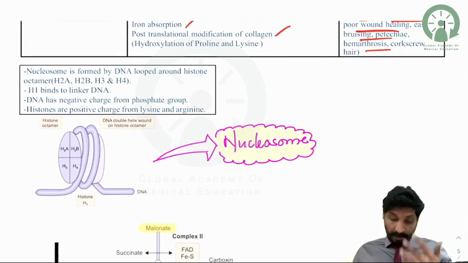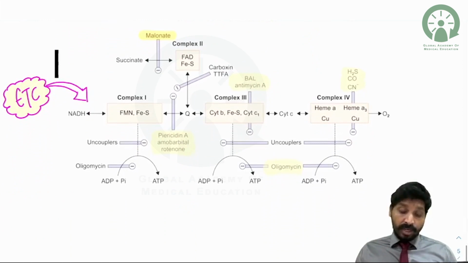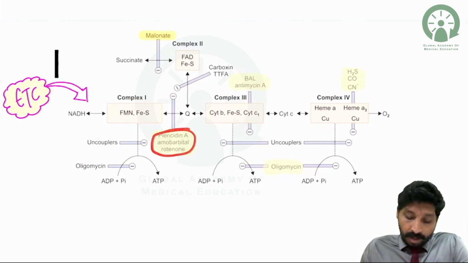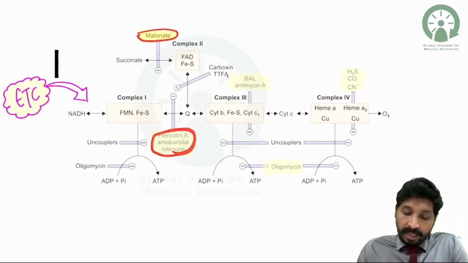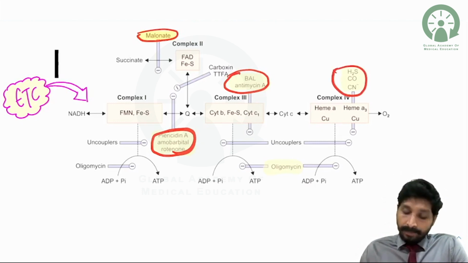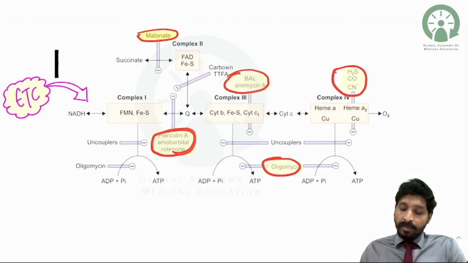And if you are talking about electron transport chain inhibitors: complex 1 inhibitors are piericidin, amobarbital, and rotenone. Rotenone is a fish poison. Complex 2 inhibitor is malonate. Complex 3 inhibitor is British anti-lewisite or antimycin A. Complex 4 inhibitors are hydrogen sulfide, carbon monoxide, and cyanide. And complex 5 inhibitor is oligomycin, which inhibits the ATP pump.